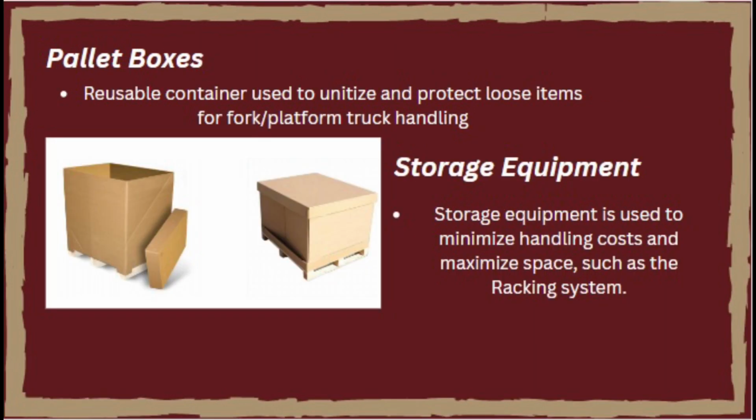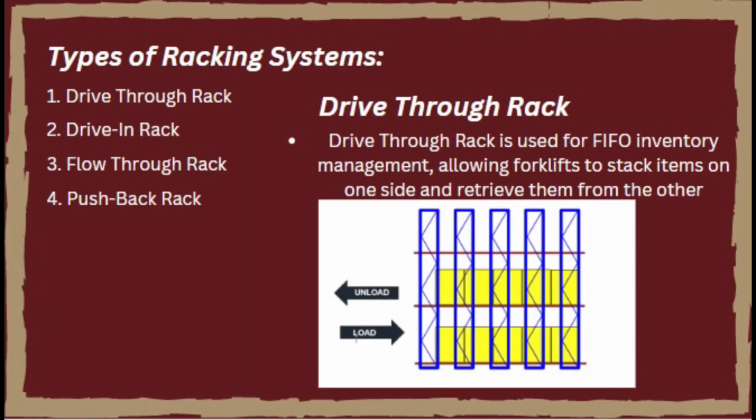Then the next is pallet box. A reusable container used to unitize and protect loose items for fork platform truck handling. Then this storage equipment is used to minimize handling cost and maximize space, such as the racking system. The next is types of racking system. We have 4 categories. The number 1 is drive-through rack. Number 2, drive-in rack. Number 3, flow-through rack. Then number 4, push-back rack.